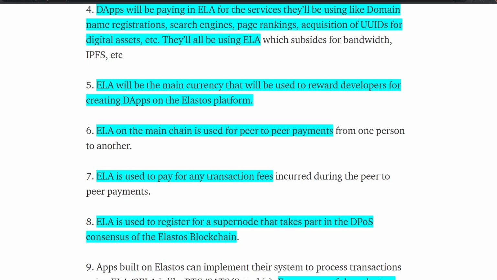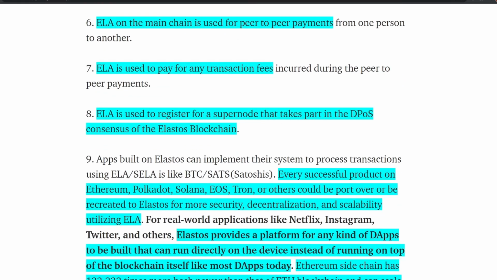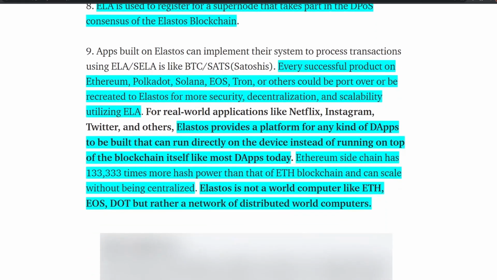ELA on the main chain is also used for peer-to-peer payments from one person to another. ELA is used to pay for any transaction fees that incur during the peer-to-peer payments as well. ELA is used to register for a supernode that takes part in the delegated proof of stake consensus of the Elastos blockchain. All right, some really important things to note here.